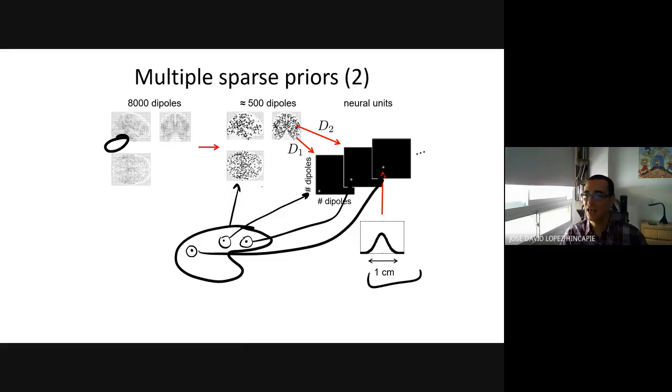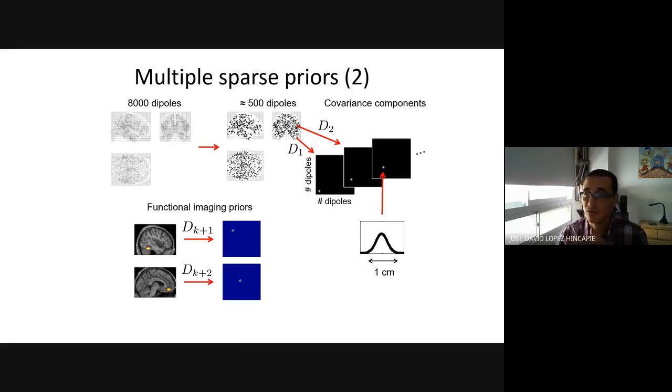Each of them will create one D matrix. We can also include, for example, fMRI priors, and each of them will be its own D matrix, and we will have hundreds of possible D matrices that we are going to optimize to find which are the ones that will survive, right? And that will be the posterior activity that you will have.